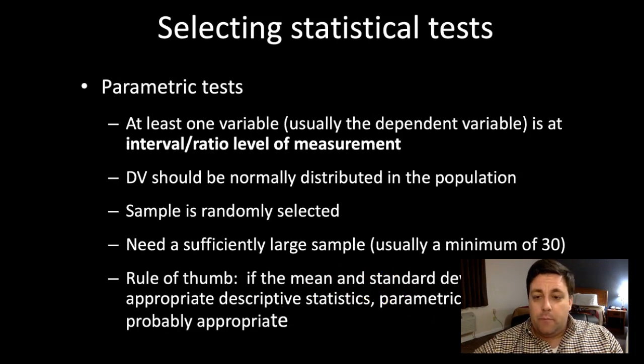There are two big categories of tests, parametric tests and non-parametric tests. We'll talk about parametric tests, but we're actually going to use non-parametric tests a little bit more. So in a parametric test, at least one variable, usually the dependent variable, is at the interval or ratio level of measurement. Dependent variable should be normally distributed. Sample should be randomly selected. Typically, you need a large sample.